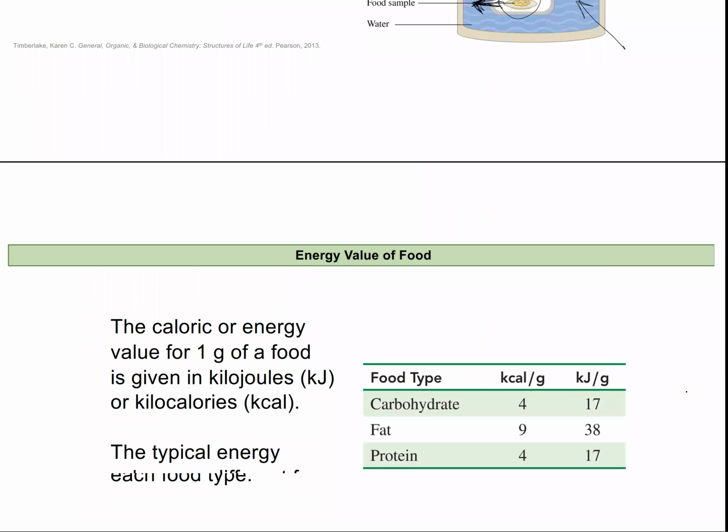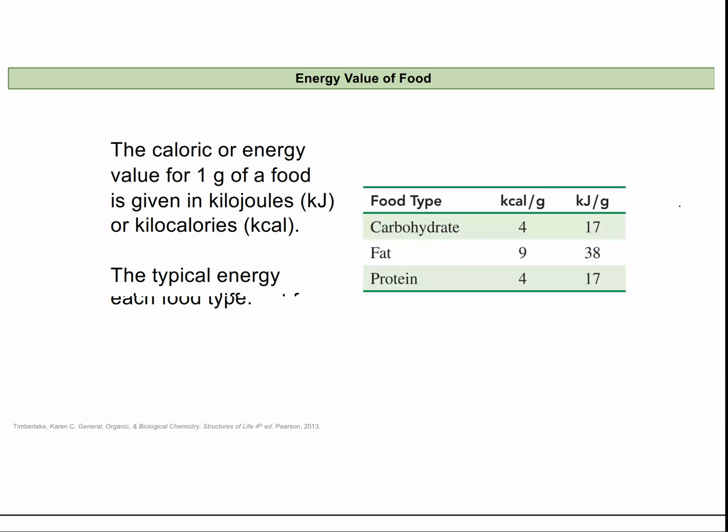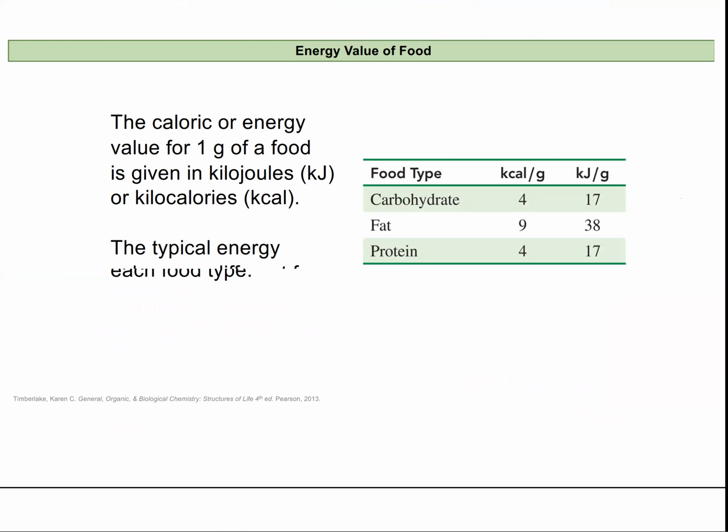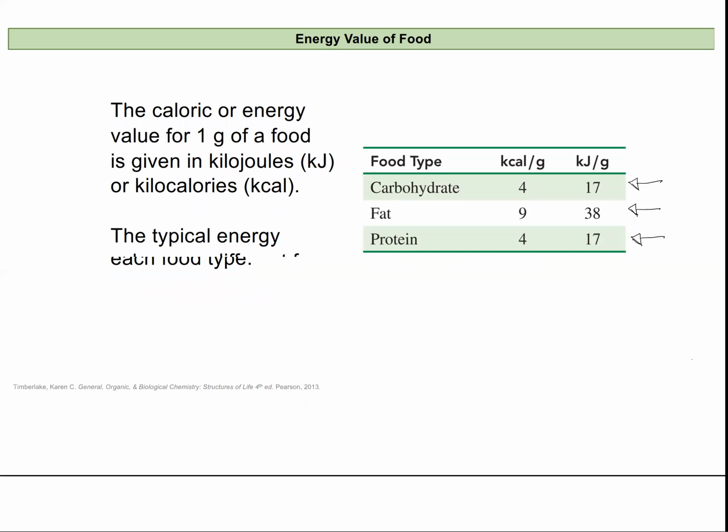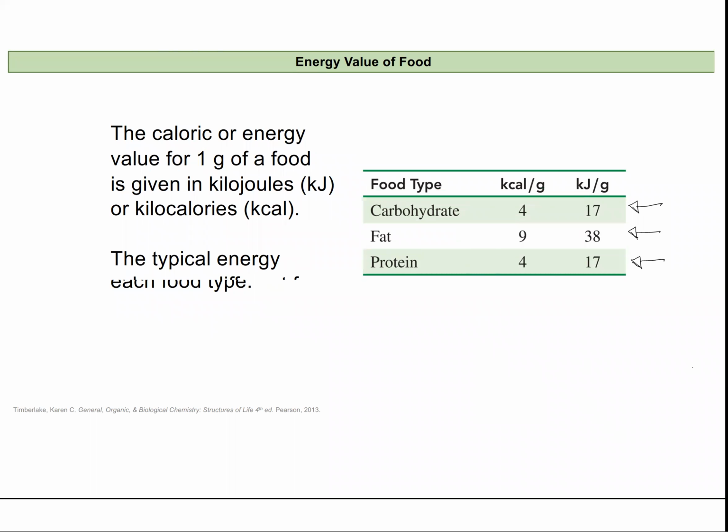So from these types of experiments, we have a general idea of the caloric or the energy value of food or types of food. And we can really break this down into carbohydrates, fat, and protein. And these types of food will have different amounts of energy per gram. So in 1 gram of carbohydrate, we'll see 4 kilocalories of energy that can be obtained from it.